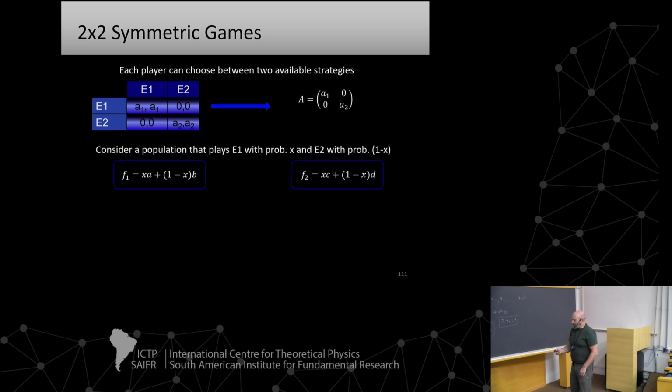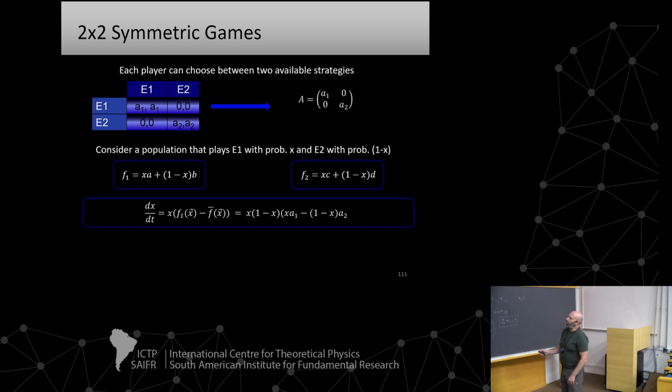So let's try to analyze now this game instead of the original game. Now, again, consider the population that plays E1 with probability X and E2 with probability 1 minus X. This is the payoff for strategy 1. This is the payoff for strategy 2. Now the expressions are much simpler than before because I have a 0 here and a 0 here. And this is the replicator equation for this game.